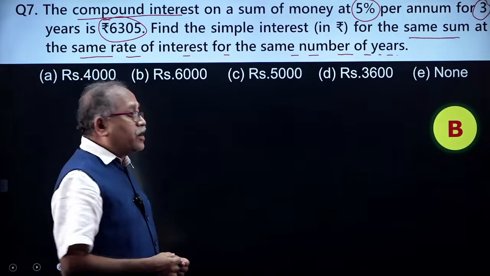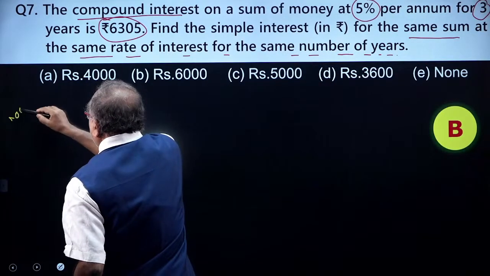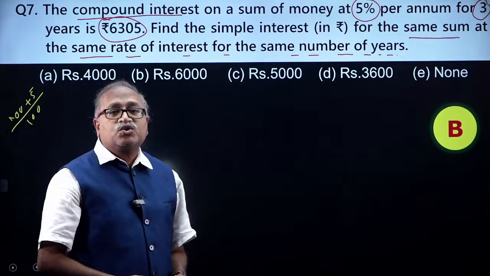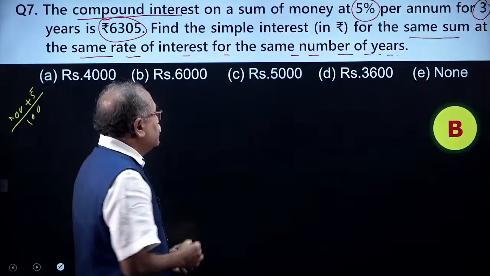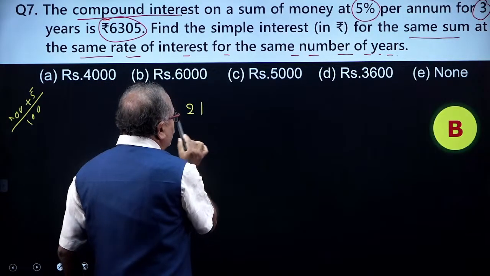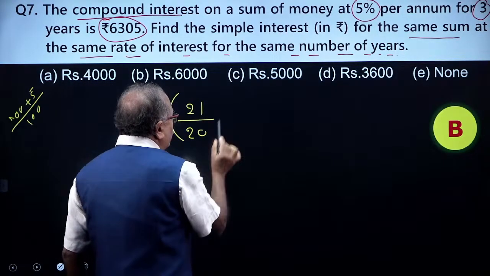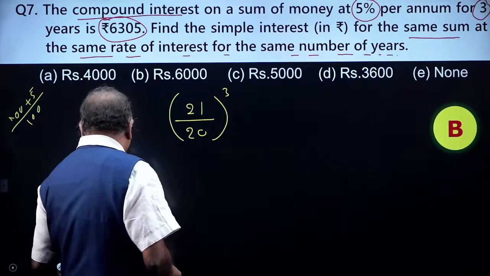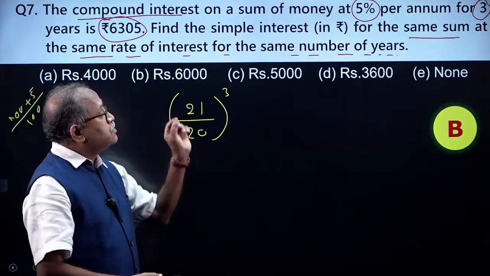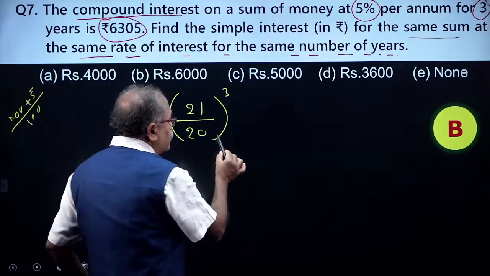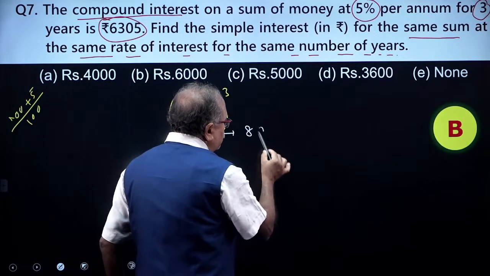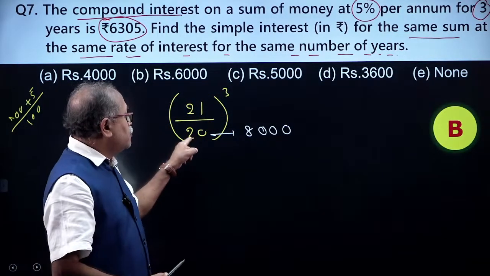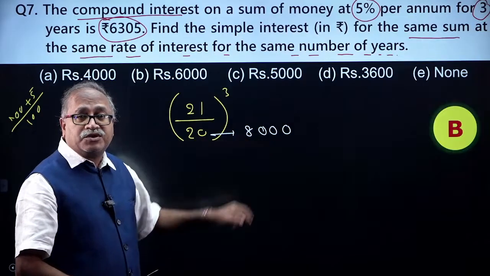What is that? 5% means 100 plus 5, that is 105 by 100. That comes to 21 by 20. So, directly you will write here 21 by 20 to the whole power 3. What will be your denominator? Look at the easiest way to answer questions like this. This is 8,000, that is the principal, right? 20 cubed is 8 and 3 zeros.